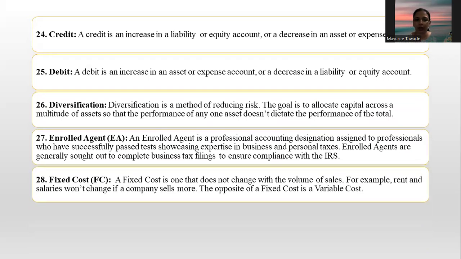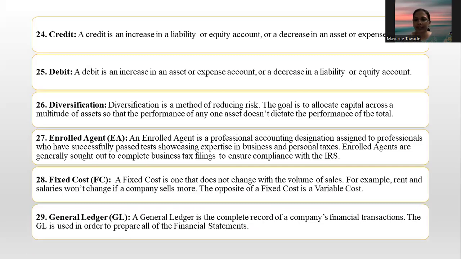Then fixed cost. A fixed cost is one that does not change with the volume of the sales. For example, rent, salary, they won't change according to the output of the business. For example, if I am manufacturing 400 units today and tomorrow 500 and after that 300 units, my salary won't differ, it stays the same with the units I'm producing, right?